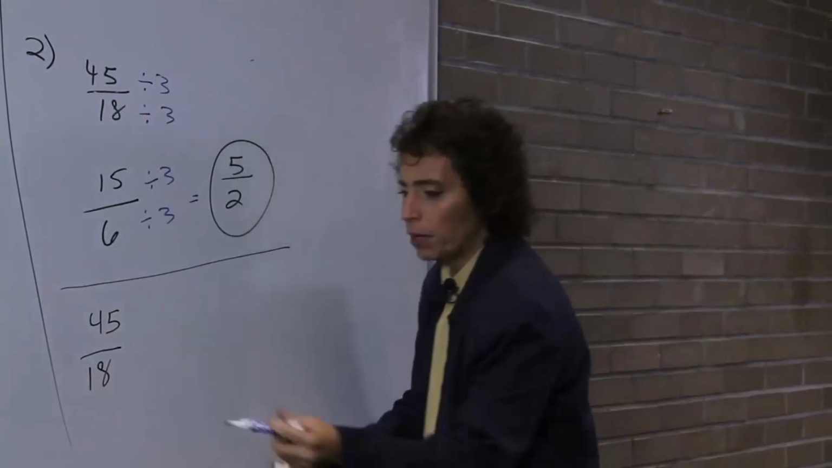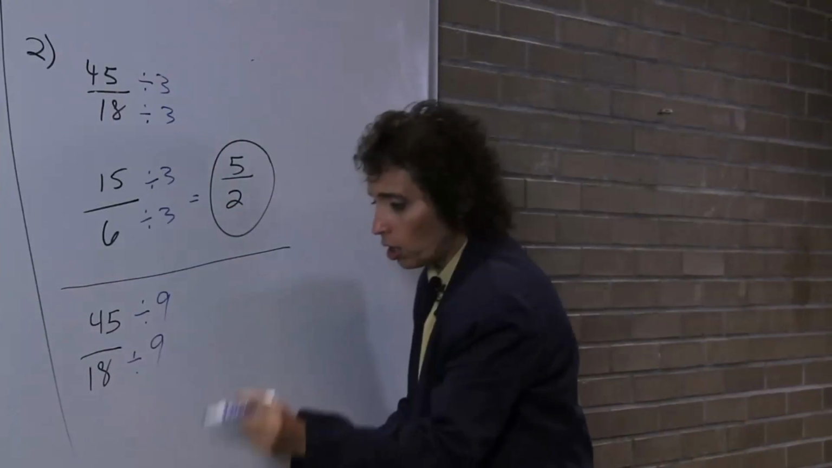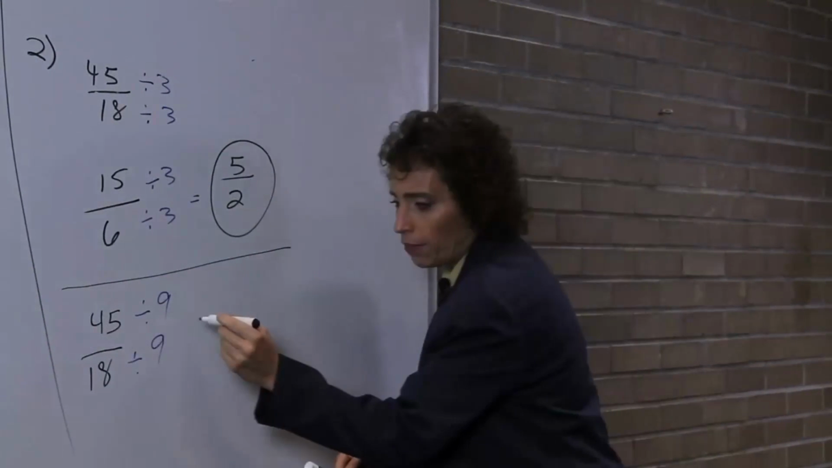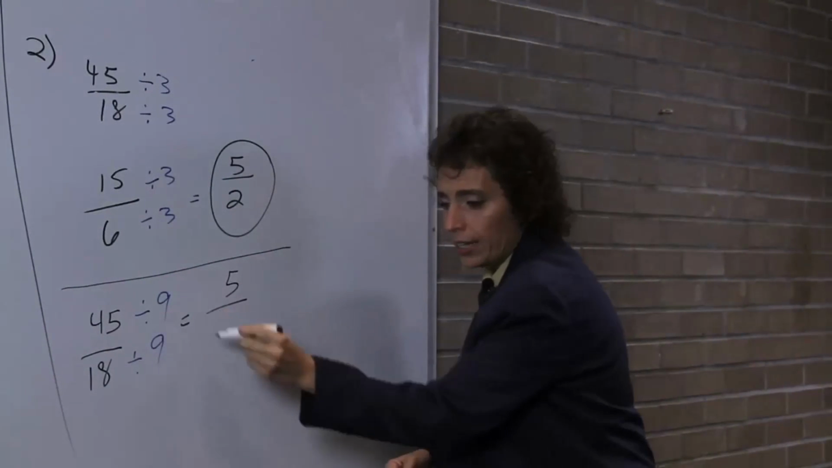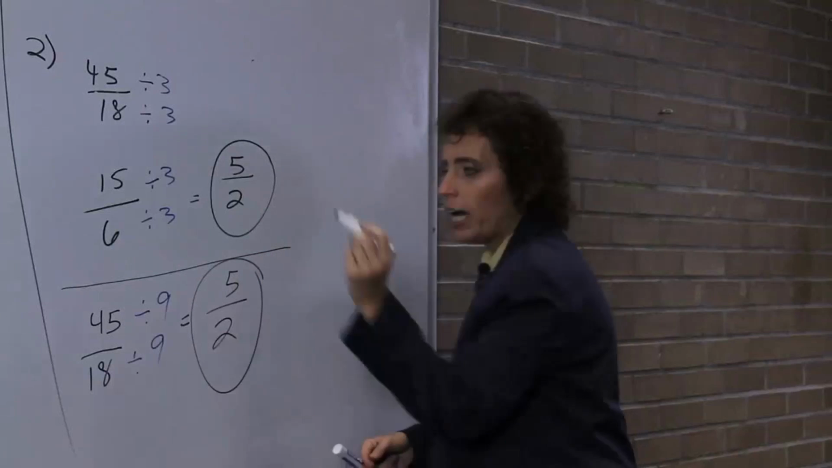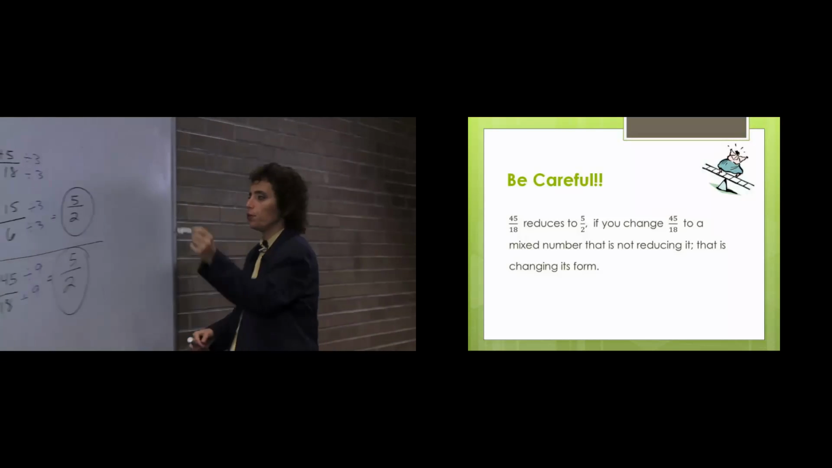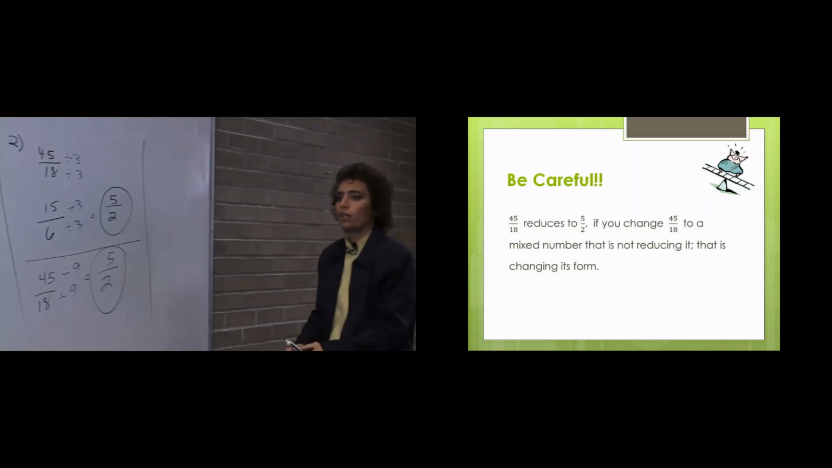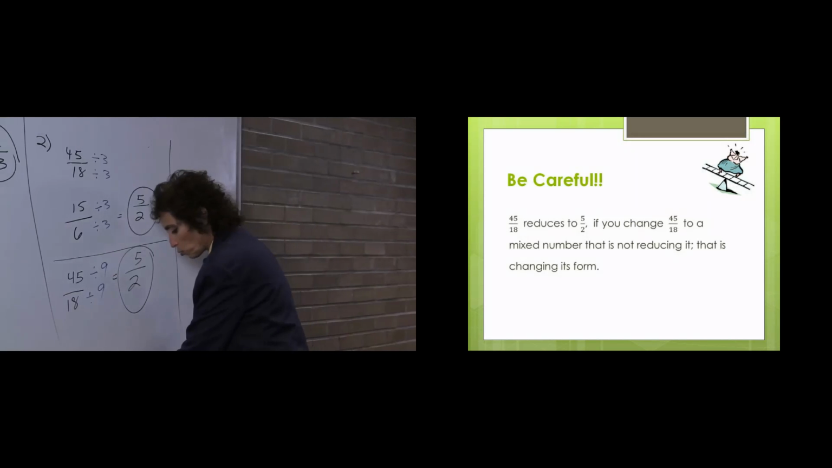45/18. Had we divided by 9, had we thunk about it, just should have thunk a little harder, we would have had 45 divided by 9 is 5. 18 divided by 9 is 2. Look how beautiful. That was easy. All right. It's a beautiful thing. Let's go to number 3. You know what? I'm going to use more space for number 3, so I'm going to erase some of this.